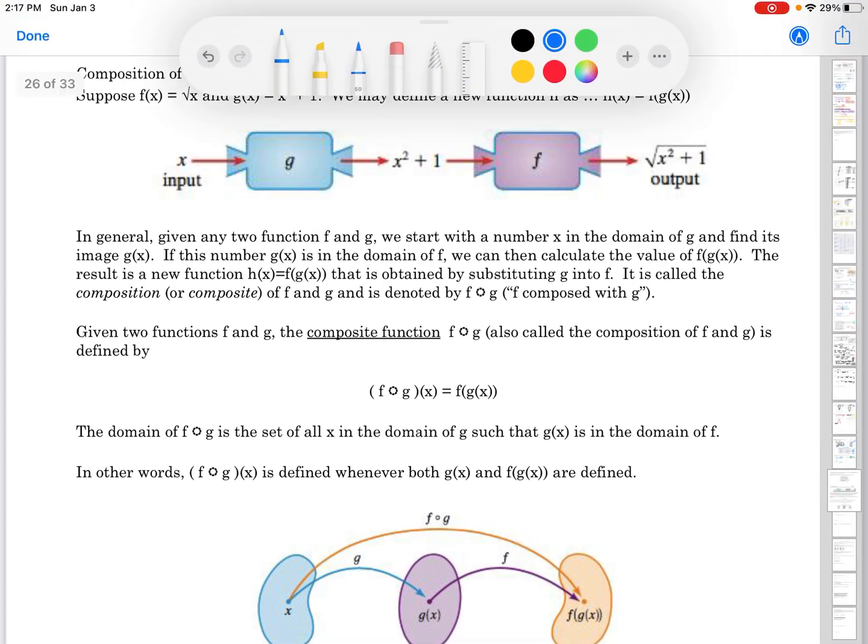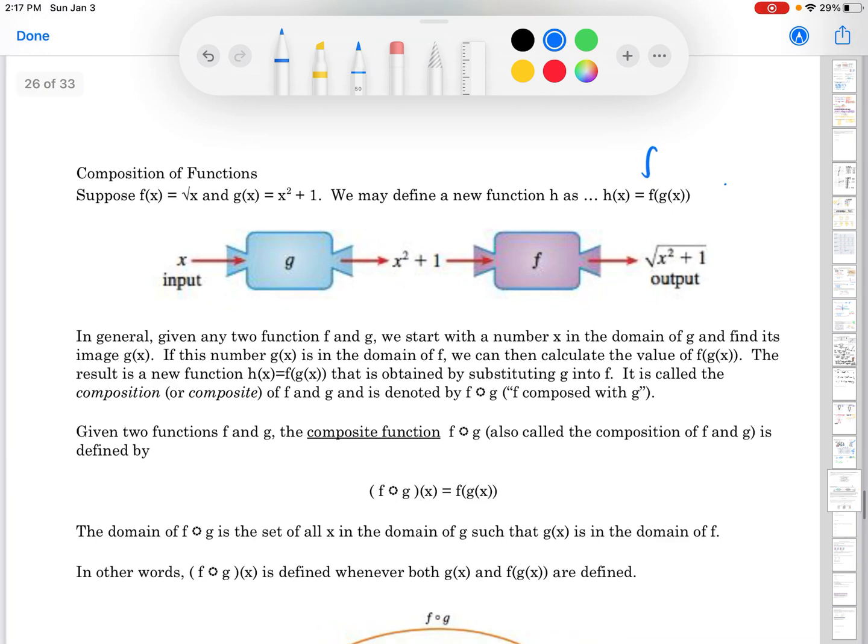We read this as f of g of x. Every time we're using those parentheses, we're writing "of." This is not multiplication. This is really using g of x as the input to the f of x function. So first what happens here is that x gets put into the g function and we get an answer. And then we're going to use that answer as our input for the f function, and that will give us our final solution.